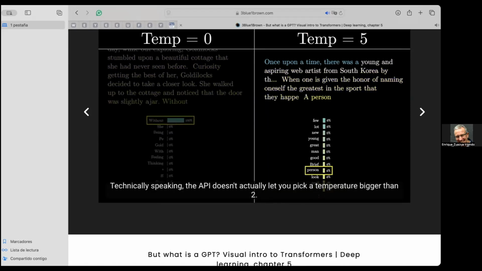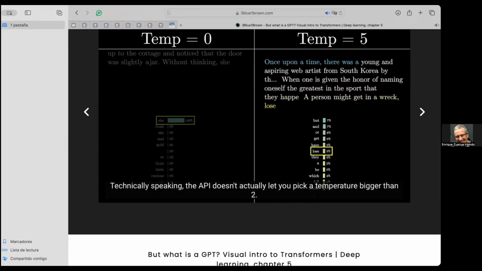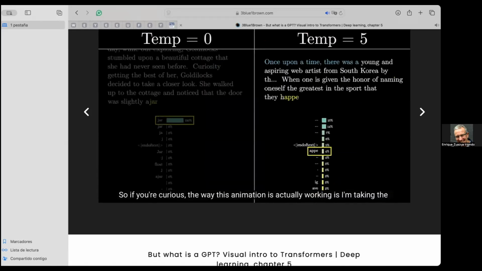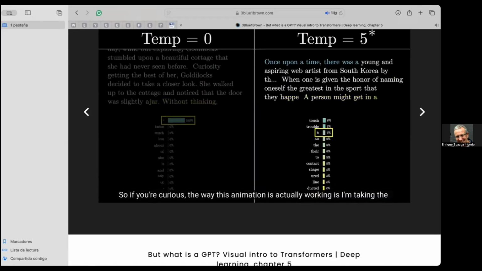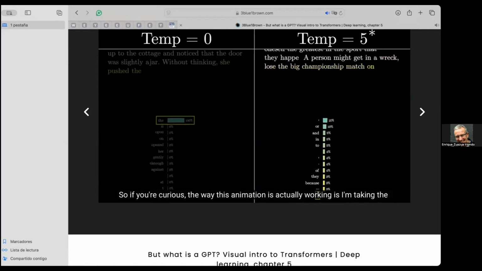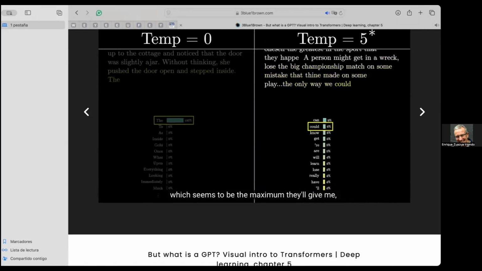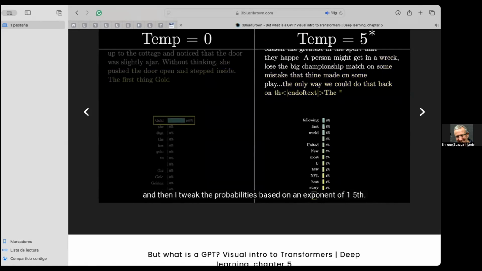Technically speaking, the API doesn't actually let you pick a temperature bigger than 2. There is no mathematical reason for this. It's just an arbitrary constraint imposed, I suppose, to keep their tool from being seen generating things that are too nonsensical. So if you're curious, the way this animation is actually working is I'm taking the 20 most probable next tokens that GPT-3 generates, which seems to be the maximum they'll give me, and then I tweak the probabilities based on an exponent of 1/5.